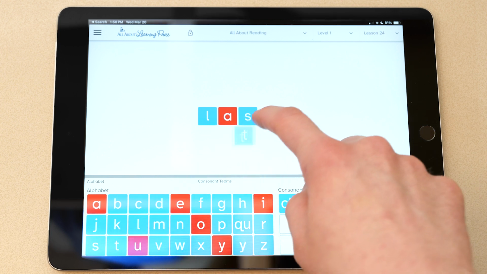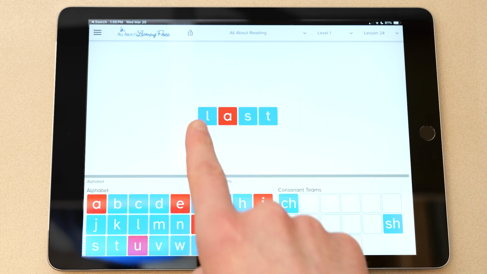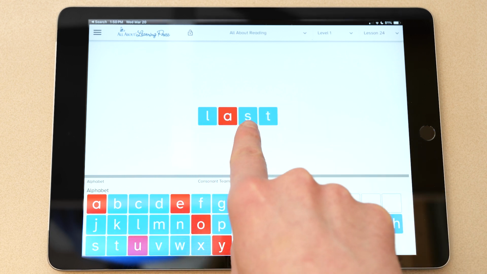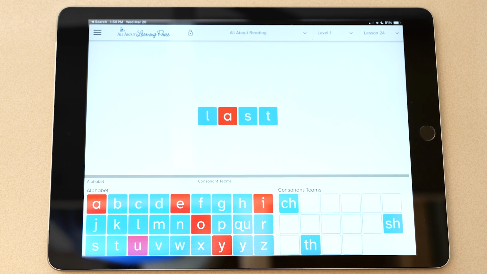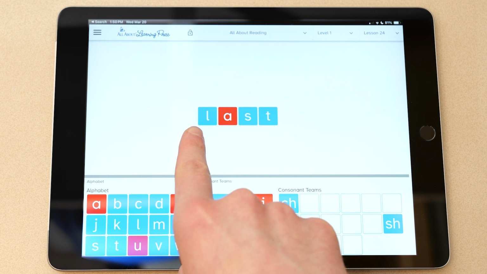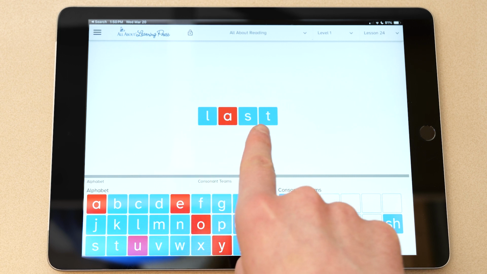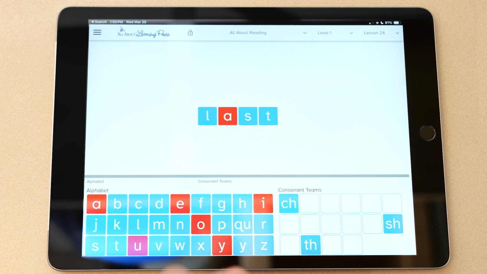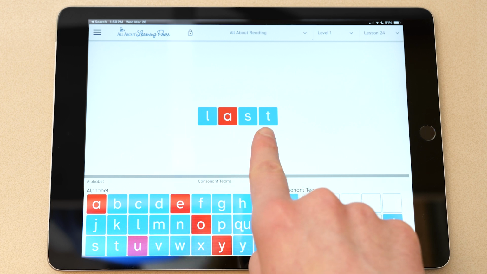For example, in the word last, you have the sounds l, a, s, t. Go back to the beginning of the word, slide your finger under the word and say it slowly. Last. Now do it again and say it normally. Last.